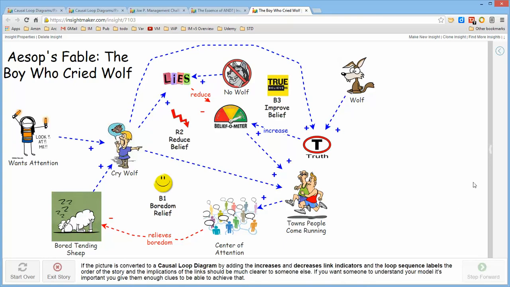Though if you go ahead and add the indicators to it, it's apparent that this first loop is a balancing loop, it's a boredom relief loop, while the second loop is a reduced belief, and it's a vicious reinforcing loop because it doesn't accomplish what he wants to accomplish. And the third loop is an improved belief loop because it contains truth, and there is just one balancing influence in that loop. So the idea of causal loop diagrams is that they make the model that you develop much easier to interpret. It takes a little bit more time and thought to develop them, but the payoff is that when you attempt to unfold them as a story to someone else, they contain much more meaning.